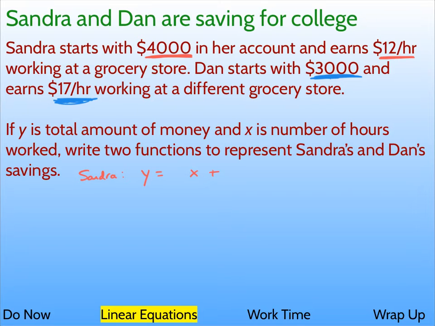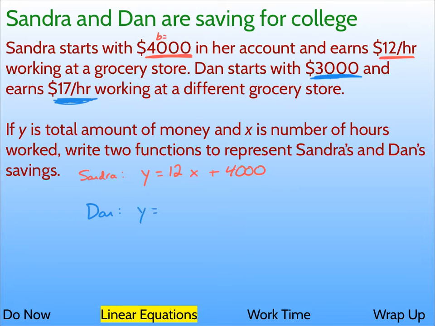Now, we just said that the y-intercept is like the starting value. So it's like what you want to start with. What she starts with is $4,000. Now, depending on how many hours she works, she'll get $12 for each one of those. So that right there is basically our slope. It's like the average rate of change. For each hour, she makes $12 more. So 12x plus 4,000.